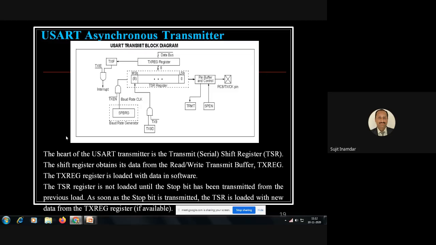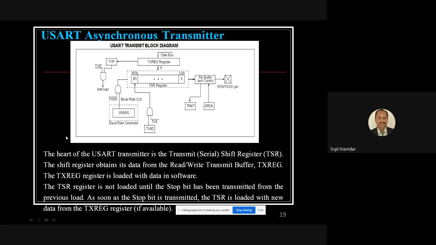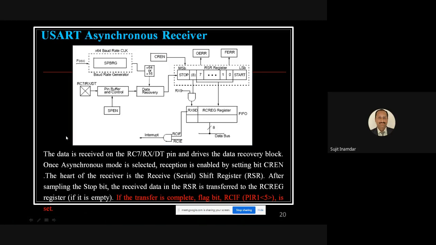The opposite one, that is, if you are in receiving mode. So this is the block diagram for the receiver. What is happening in the receiver? The receiver starts from RC7 or RX bit. So this is pin number 26.